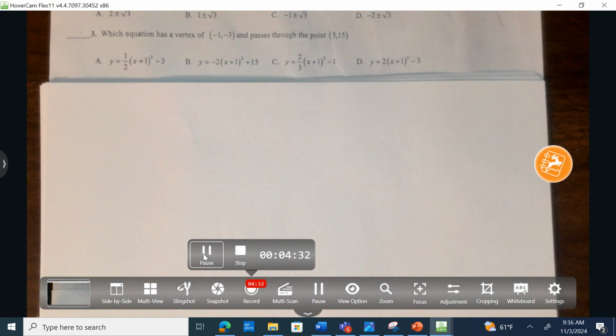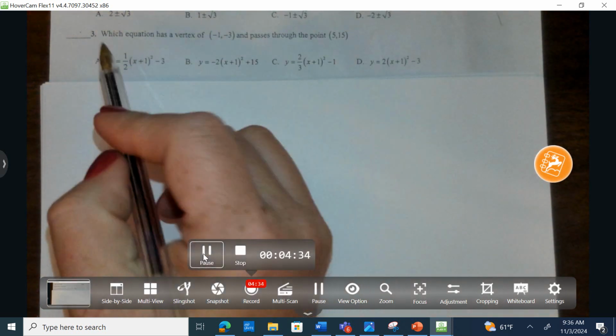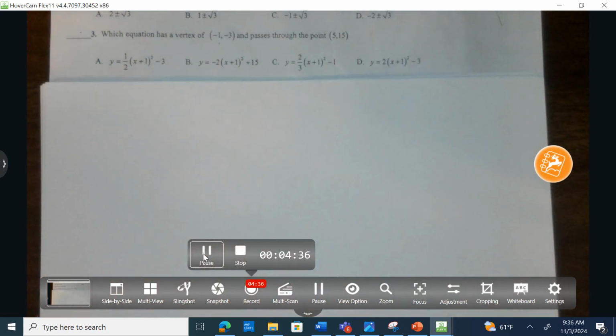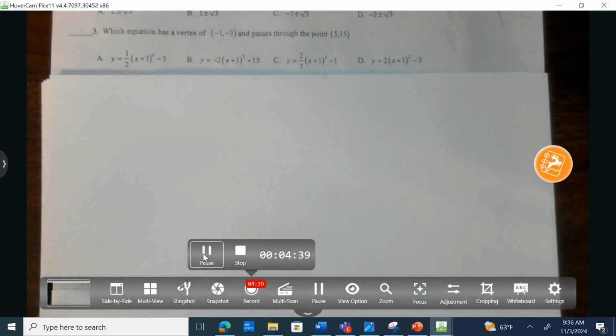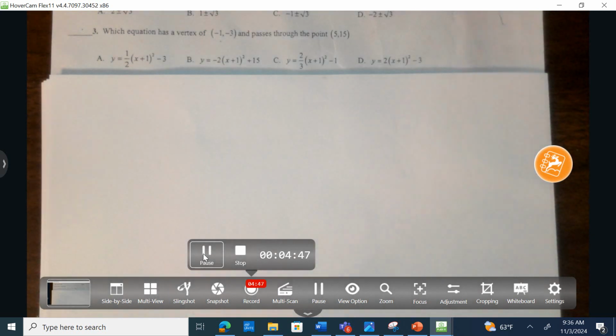Let's look at problem number 3. Which of the following has a vertex of (-1, -3) and passes through the point (5, 15)? Now, I could teach you test-taking tips, but you're not going to have a multiple choice on your Unit 5 test. So let's go through how we actually do this.